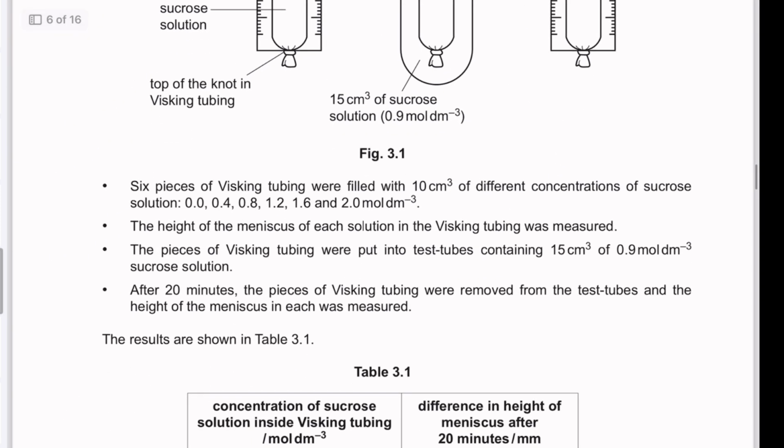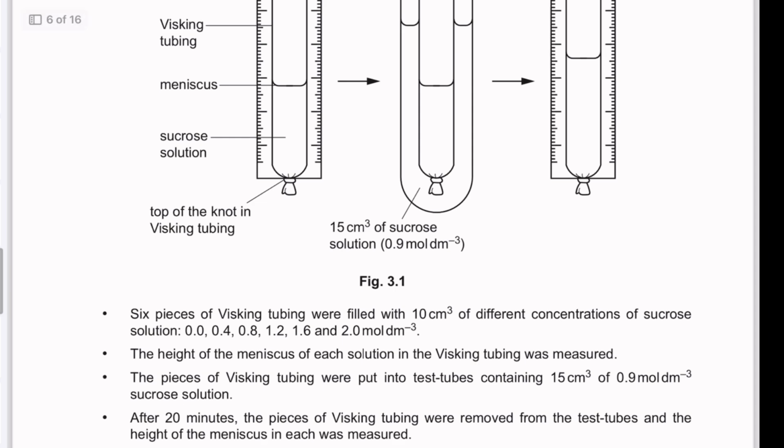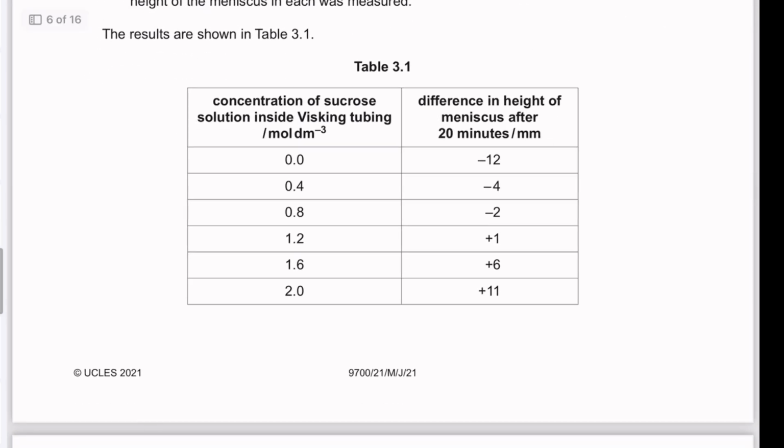Six pieces of Visking tubing were filled with 10 cm³ of different concentrations of sucrose solution: 0.0, 0.4, 0.8, 1.2, 1.6, and 2.0 mol per dm³. The height of the meniscus of each solution in the Visking tubing was measured, and the pieces of tubing were placed into test tubes containing 15 cm³ of 0.9 mol per dm³ sucrose solution. After 20 minutes, the pieces were removed and the height of the meniscus in each was measured. You can see the results shown here.